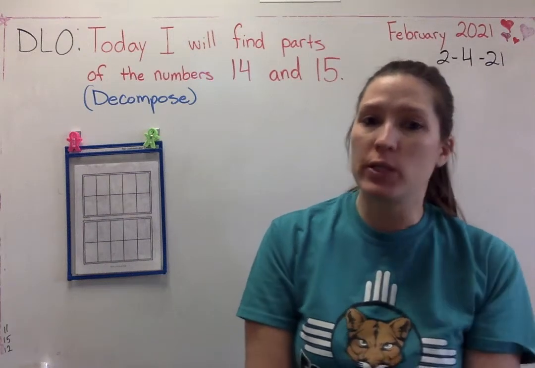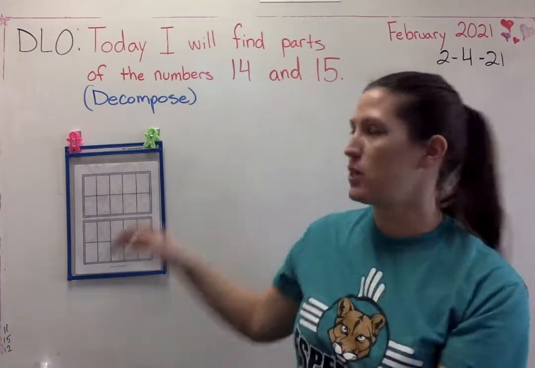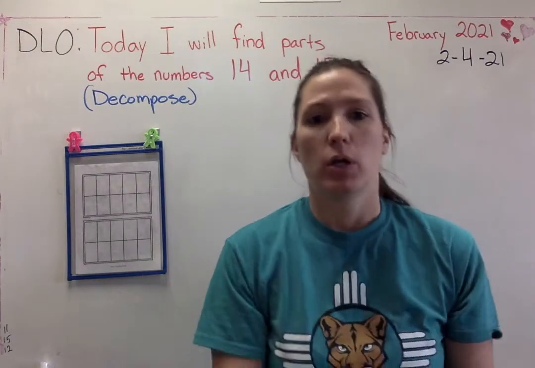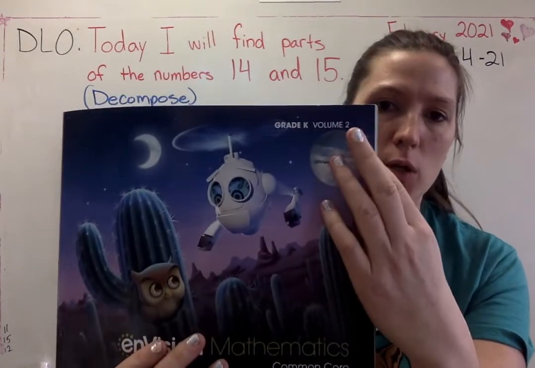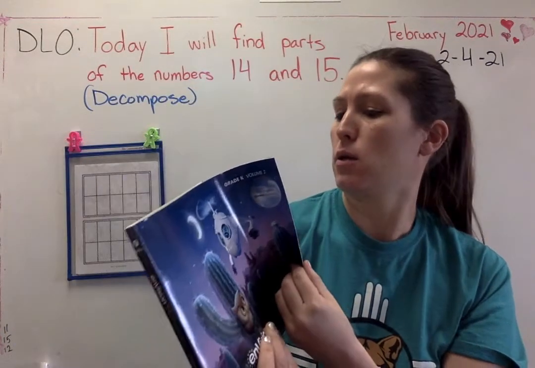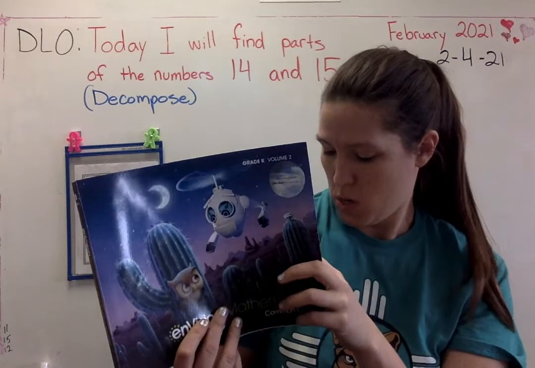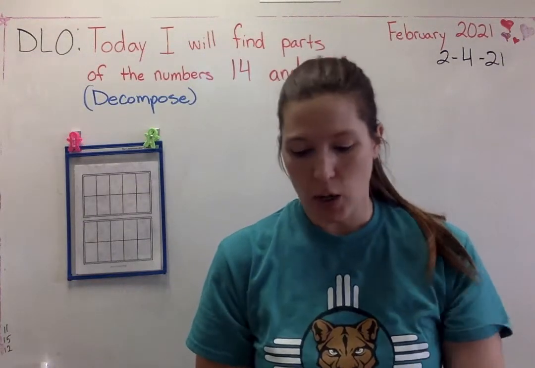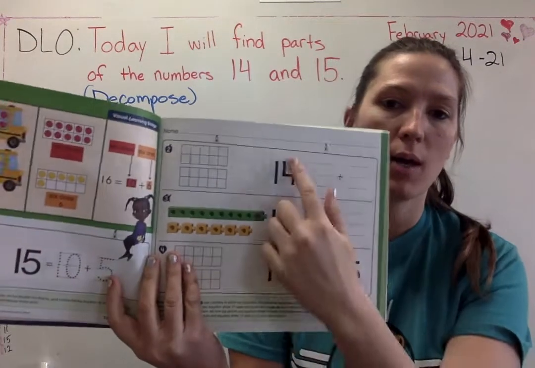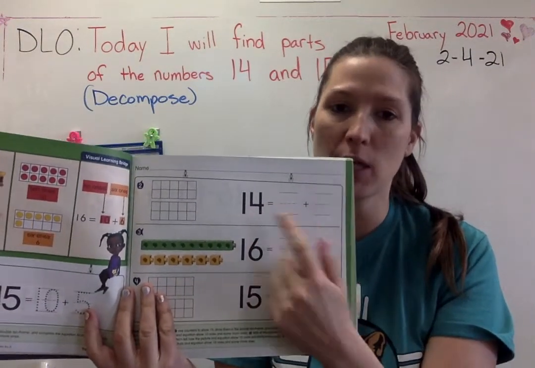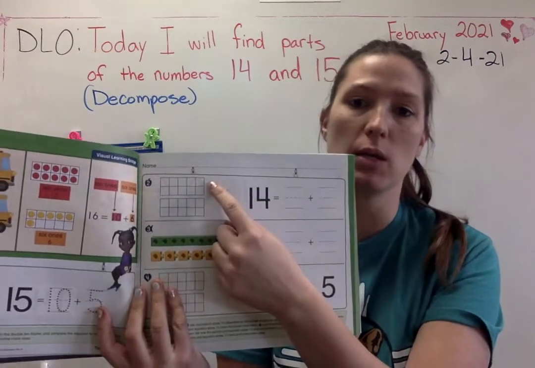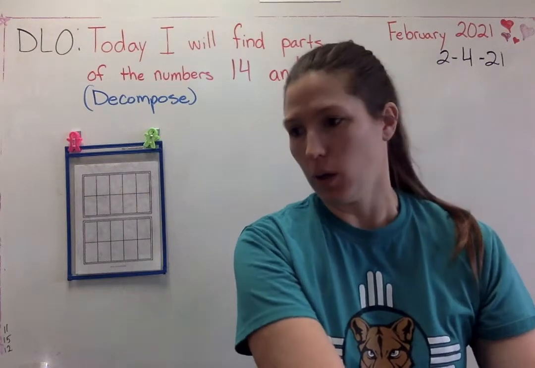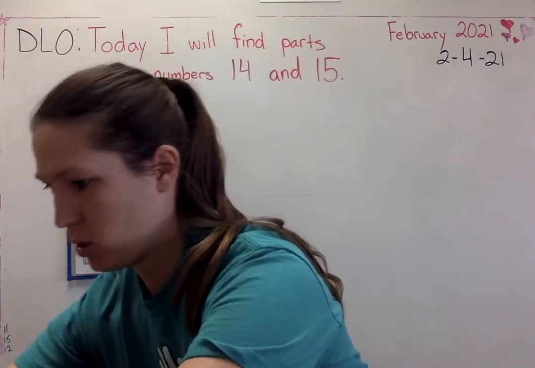Today in math, we're going to continue decomposing, but today we're going to be focusing on the numbers 14 and 15. So in your book, you will be doing volume 2 today, and it's skill 10.5, which begins on page 405. And the lessons today are going to have a number, and then you will be decomposing that number into two groups using either the double 10 frame or the cubes. All right, let's get started.